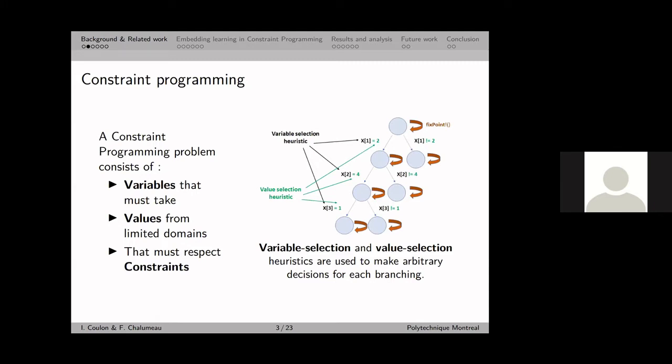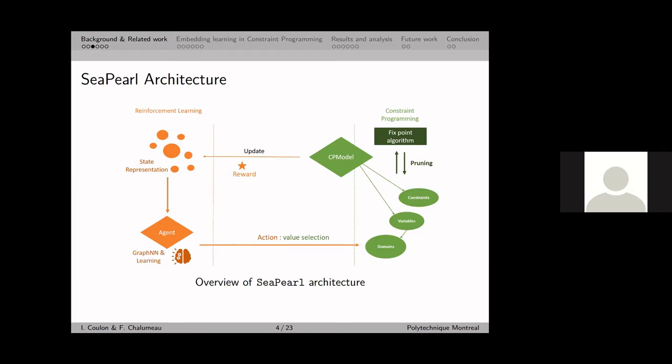A constraint programming problem consists of variables that must take some values from limited domains and that must respect constraints. In the easier case, the fixed point algorithm will propagate the constraints enough to fix all the values of the different variables and to just find a solution. But often it won't be enough, so you'll have to use some variable selection heuristic and value selection heuristic to expand the search tree and eventually find a solution. And what we think is that we can have terrific improvements in performances while learning those heuristics. And we want to start with learning the value selection heuristic.